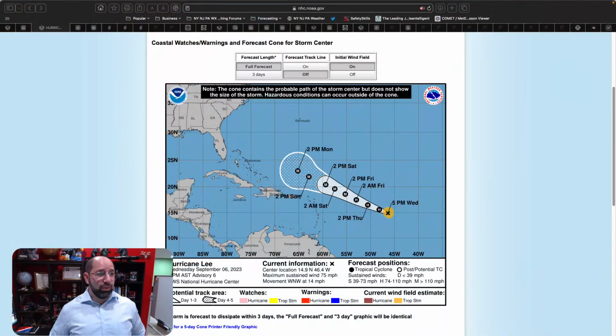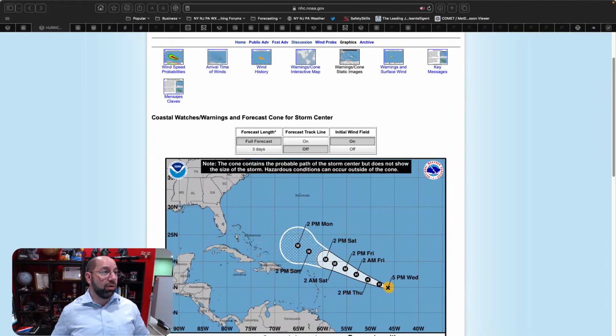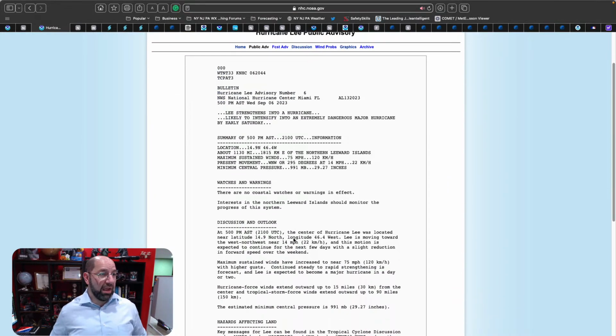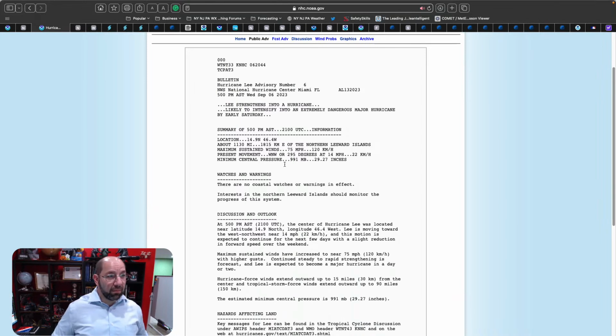So I guess we'll start off with the actual particulars that we have right now in place. Okay, Hurricane Lee has winds of 75 miles per hour. This is as of 5 p.m. It's moving to the west-northwest around 14 miles per hour. Let's pull up the public advisory here. And you can see it has a pressure of 991 millibars, which is pretty impressive too.